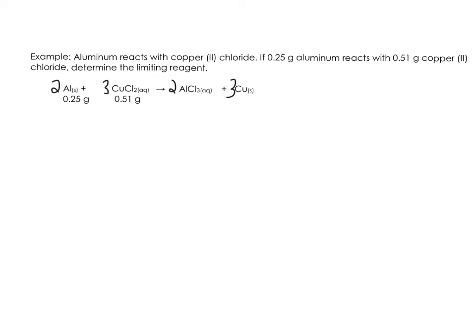We are going to need molar masses for our reagents. So we need it for aluminum, we need it for copper 2 chloride. And when you look on the right hand side, you've got 2 products. One is a solution of aluminum chloride, and the other is a solid. Chances are we're almost always going to be looking for the solid, how much solid we make. So that's the one we're interested in.